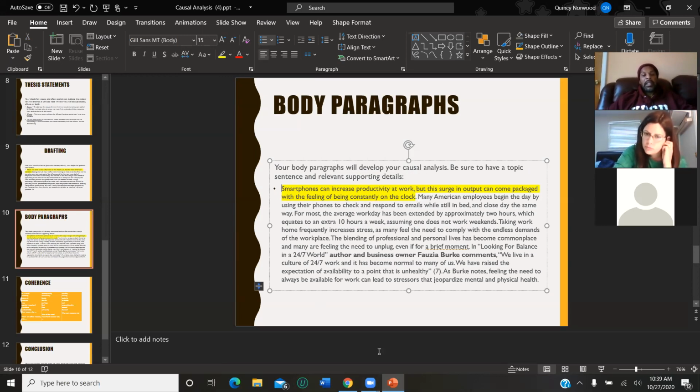Many American employees begin the day by using their phones to check and respond to emails while still in bed, and close the day the same way. For most, the average workday has been extended by approximately 2 hours, which equates to an extra 10 hours a week, assuming one does not work weekends. Taking work home frequently increases stress, and many feel the need to comply with the endless demands of the workplace. The blending of professional and personal lives has become commonplace, and many are feeling the need to unplug, even if for a brief moment. Okay, now here's something new, right, that we did not do in our last essay.